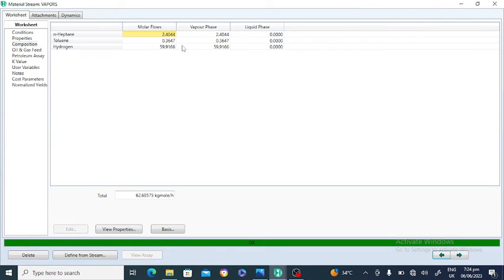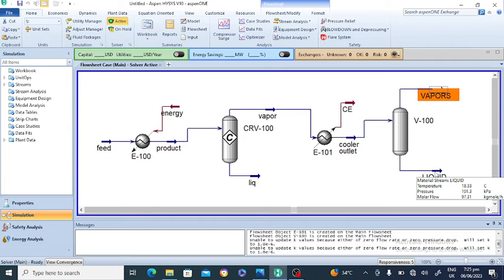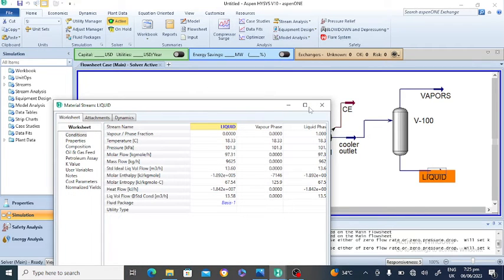So the vapor molar flow rate of the n-heptane from the flash separator is 2.4044 kilomole per hour, and this is 0.36 of toluene, and the hydrogen is 59.91 kilomole per hour. So this is the molar flow rate of the toluene, hydrogen, and n-heptane from the flash separator. Here you can also check the molar flow rate of toluene, hydrogen from the flash separator.